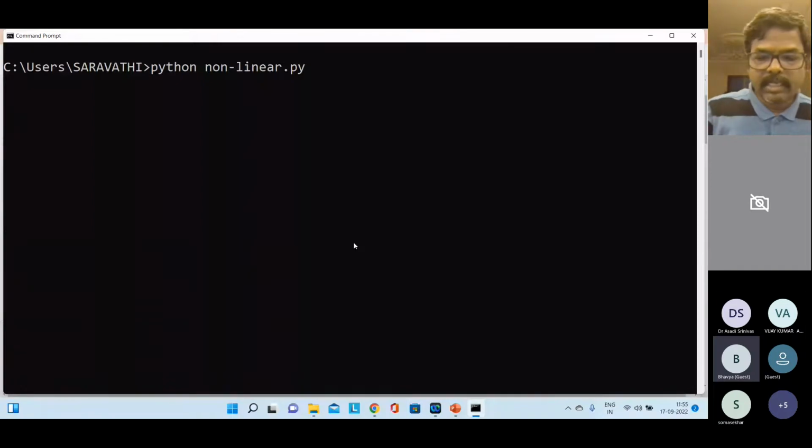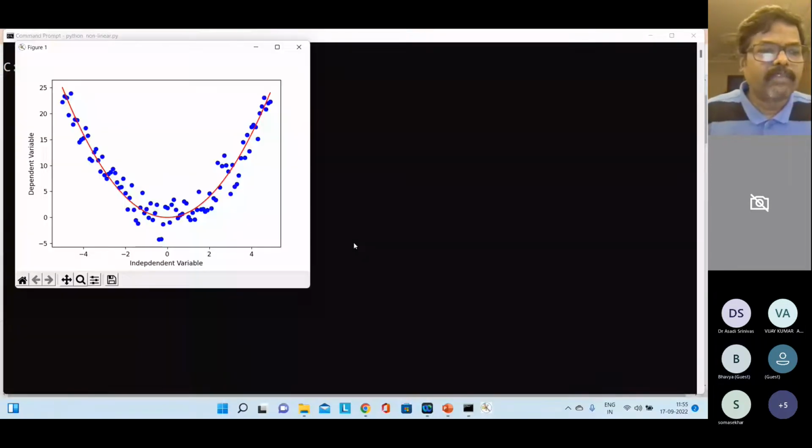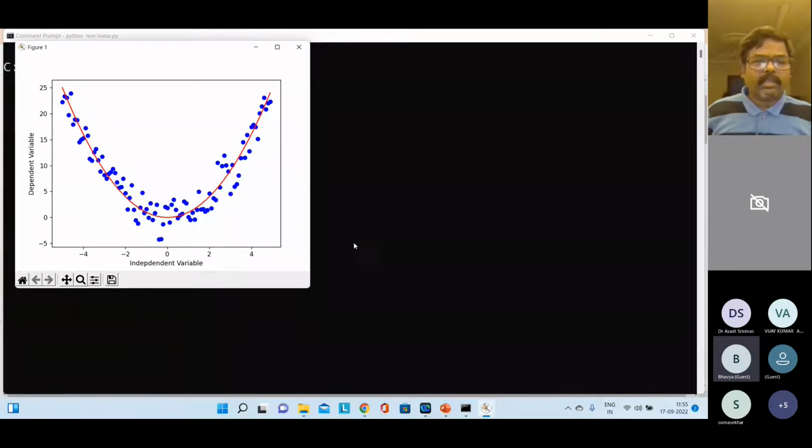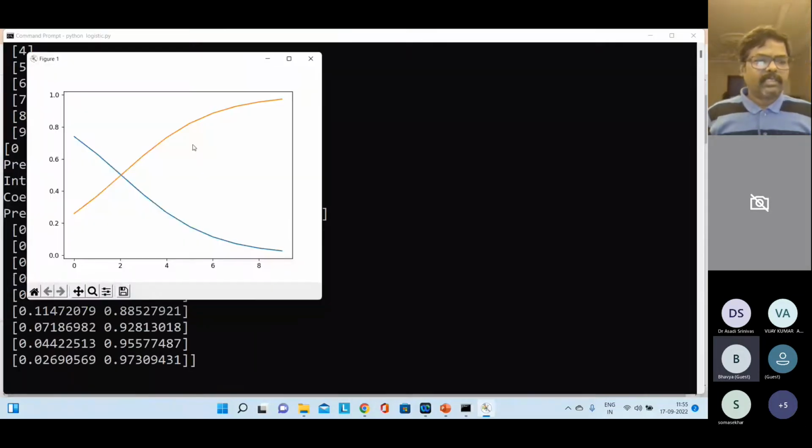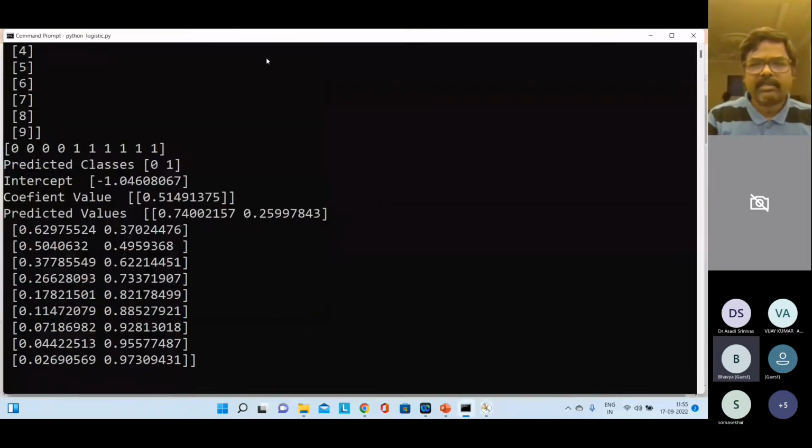Okay, sir. And see here, I am executing one more program called non-linear regression. So linear regression and non-linear regression, based on x and y values, we are generating in the same way. Then if you see logistic regression, the file name is logistic.py, and we are executing it. This is what I have created.